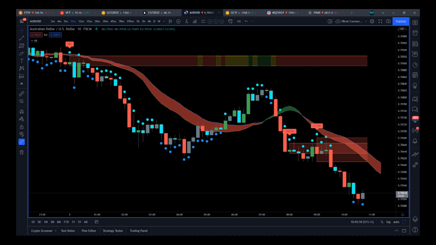I'm going to be using two of our indicators for this trading tutorial because there are certain times of the day for certain Forex pairs which are quite volatile, and we can look at those. So first of all, we're going to look at the xBrat range breakout indicator. We're going to look at Australian dollar, US dollar.